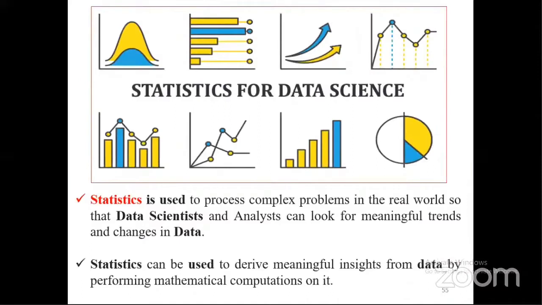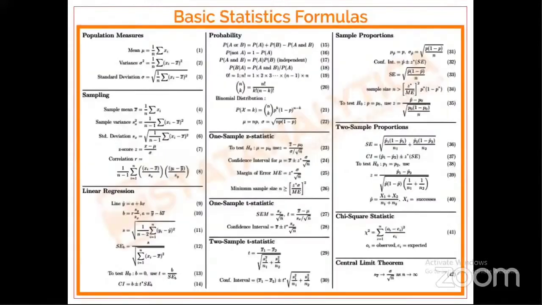Then statistics for data science, we are generating graphs like a sine wave, bar chart, line chart, okay, and arrow mark chart, pie chart, etc. So it is used to process complex problems in the real world so that data scientists and analysts can look for meaningful trends and changes in data. So it is used to derive meaningful insights from data by performing mathematical computations on it. So these are the basic statistics formulas we are using.